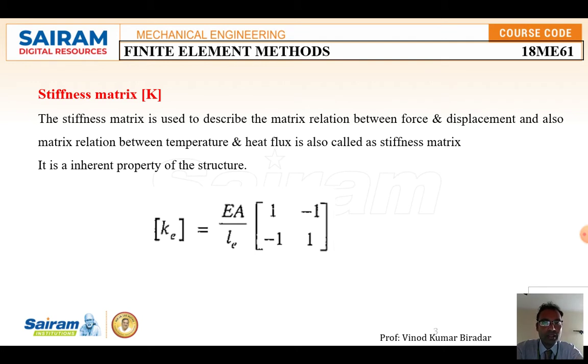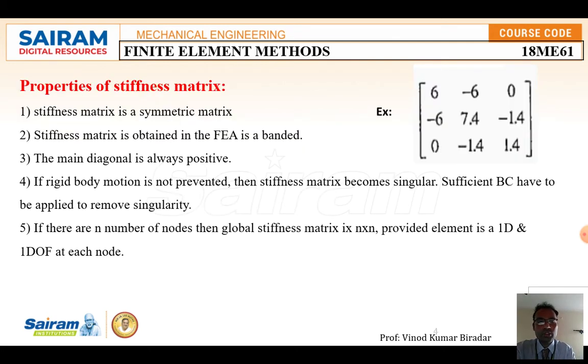minus 1 1. So here, the properties are nothing but, the main diagonals are always positive and it is a symmetric matrix. These conditions should be satisfied, and it is always a 4 into 4 matrix, 3 into 3 matrix, 6 into 6 matrix, like that. So this is about the properties of the stiffness matrix.